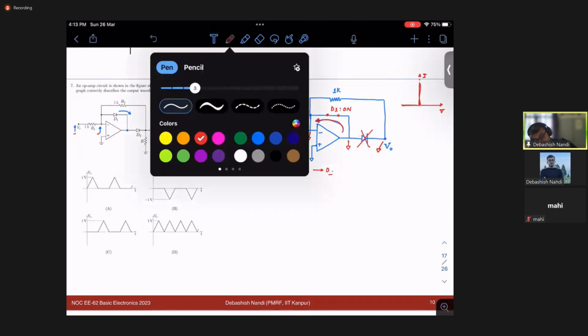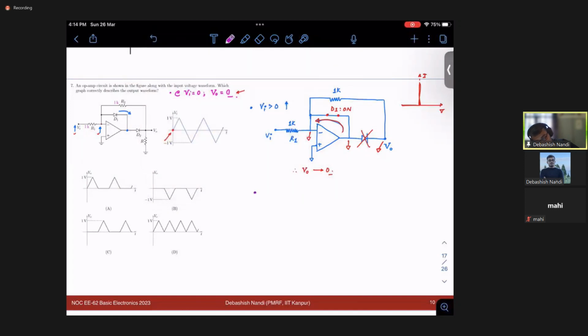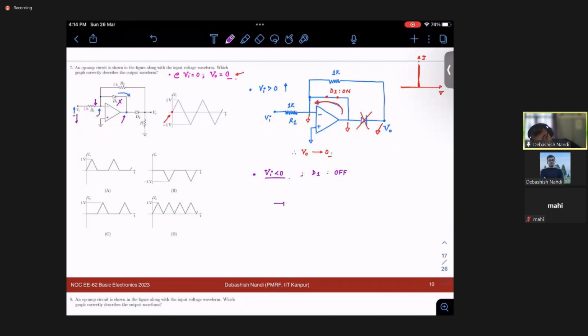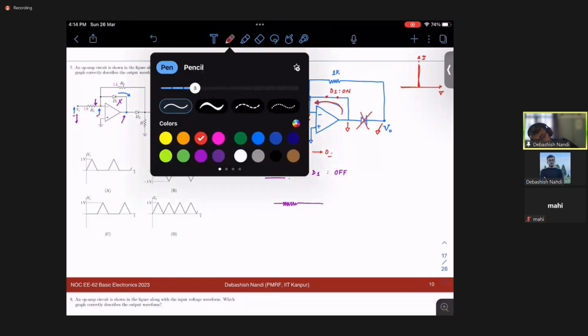So now let's move on to this case. When my Vi is less than 0, that means when this is trying to drop, and this voltage was earlier set at 0, this diode does not conduct. So D1 is off, or D1 does not conduct. So what will be my circuit diagram now? And this path does not. Okay, let us leave it there.